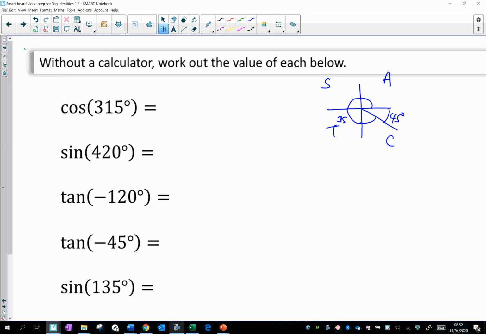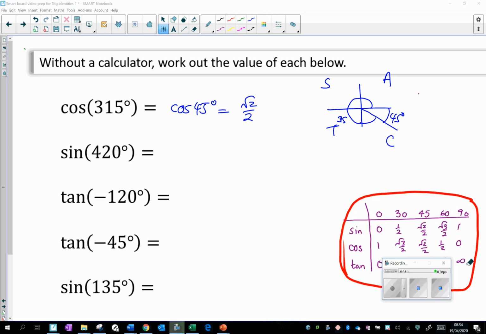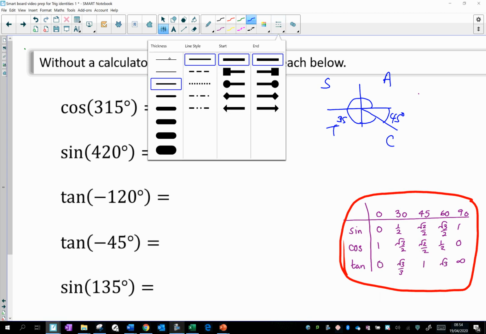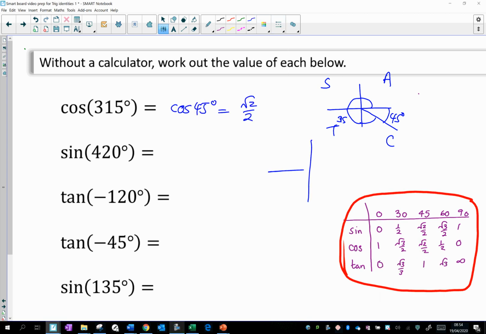So cos 315 in the C section is going to be positive. So that's going to be the same as cos 45 degrees. And from the table on the previous page, that's going to be root 2 over 2. Okay, next one, sine of 420 degrees. Here we go, draw my CAST diagram.